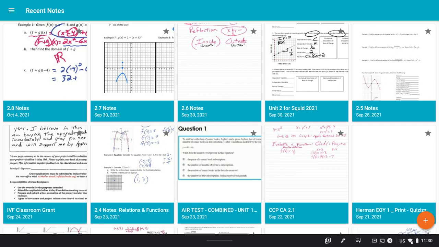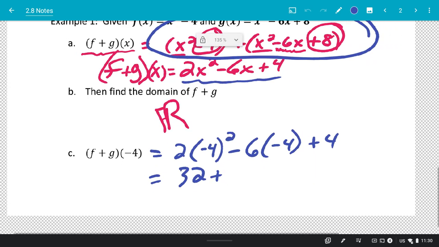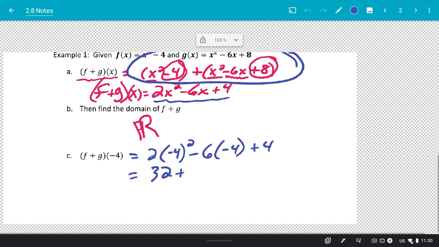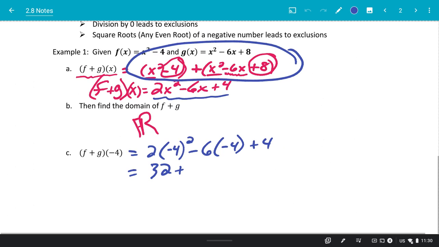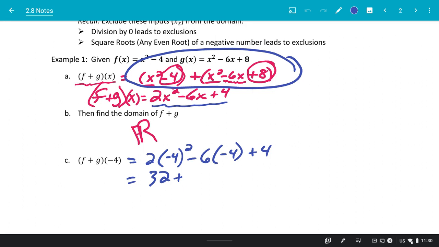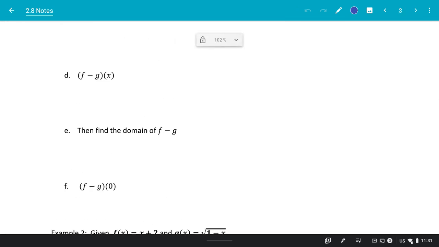So we combined the function. We found the domain of the function. And then we evaluated the combined function at negative 4. Think you can handle it? Let's try another one. Let's say we were to subtract them.